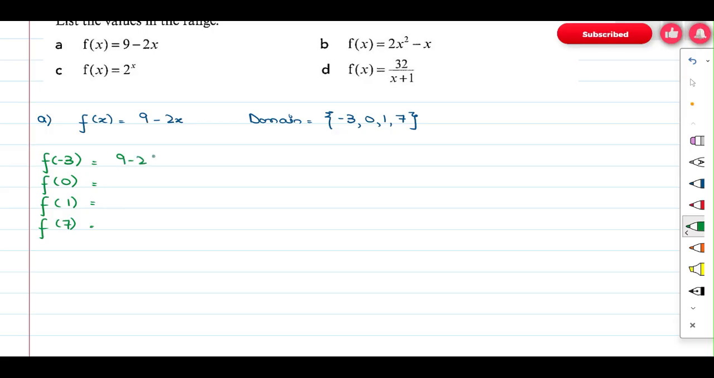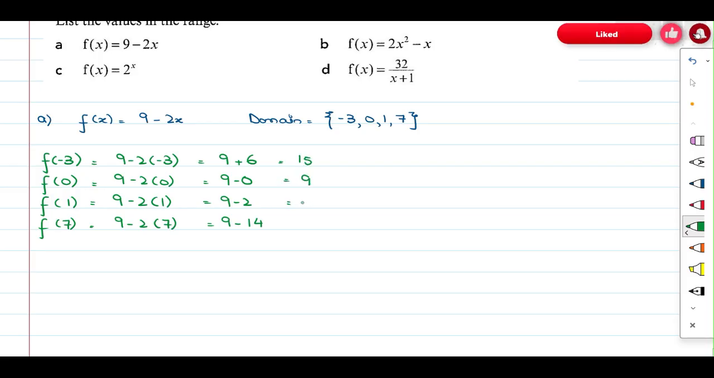So 9 minus 2 into minus 3, 9 minus 2 into 0, 9 minus 2 into 1, and 9 minus 2 into 7. So here we have 9 minus 2 times minus 3 is plus 2 times 3 is 6. You have 9 minus 0. You have 9 minus 2. And here we have 9 minus 2 times 7 is 14. Okay. To 9, when you add 6, this is 15. 9 minus 0 is 9. From 9 take away 2 is 7. And from 9 take away 14, this is negative 5.